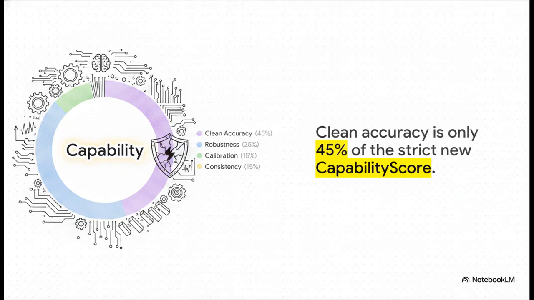Clean accuracy is only one piece of it, making up 45%. The rest is fiercely balanced against real-world intelligence markers. 25% goes to corruption robustness, 15% for calibration, measured as expected calibration error, and 15% for failure consistency. They literally want to know that when the model fails, it fails in a predictable, consistent way.